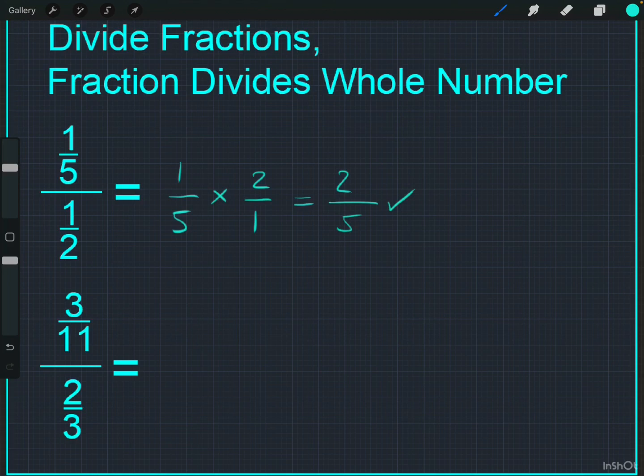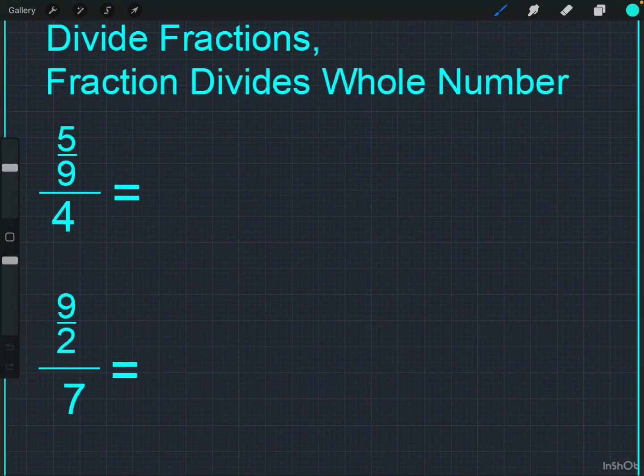Alright, we go to the next example, 3 over 11 divided by 2 over 3. Again, we keep the first fraction, which is 3 over 11, the same, and then we multiply by the second fraction flipped over. So that should be 3 over 2. Now we multiply: 3 times 3 is 9, 11 times 2 is 22.